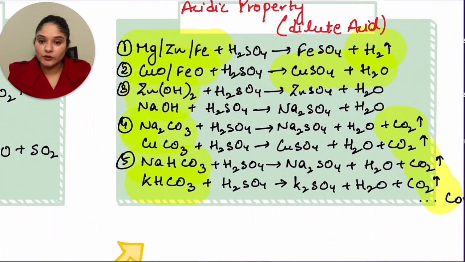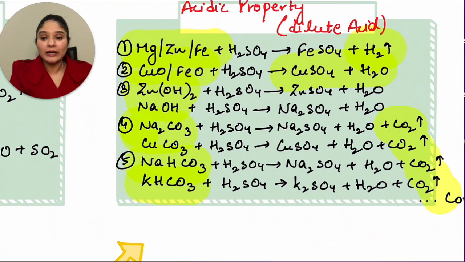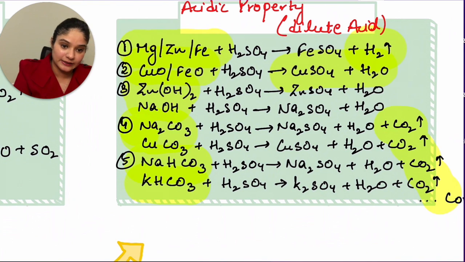So always remember them in a certain pattern. If H2SO4 is reacting with metal, it gives you hydrogen gas. If it is reacting with metal oxide or hydroxide, the hydrogen gas converts into water. If you have carbonates or bicarbonates, along with salt and water, you have carbon dioxide gas coming.